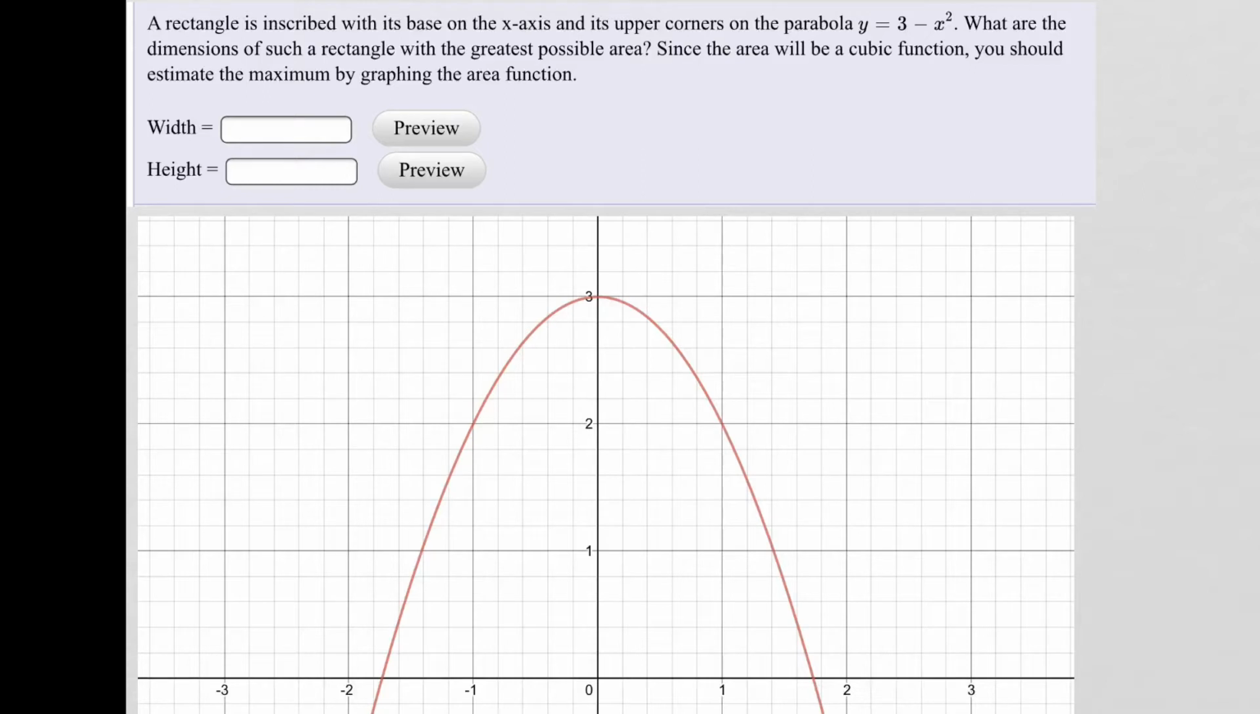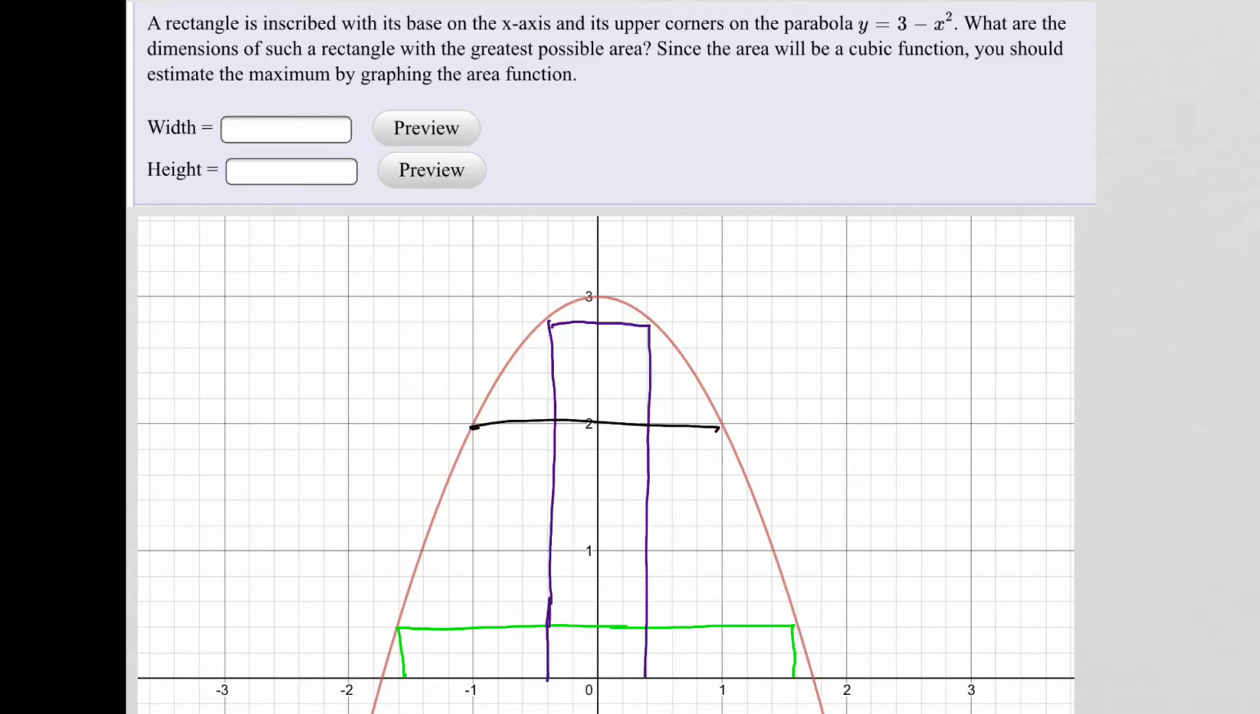So think of fitting in different rectangles. I could have something like this. You might have something like this. And so on. And there's some rectangle for which you will have a maximum area. Somewhere in here, and I don't know exactly where it's going to be, I'll just draw it like this. There's going to be a rectangle that has a maximum area.